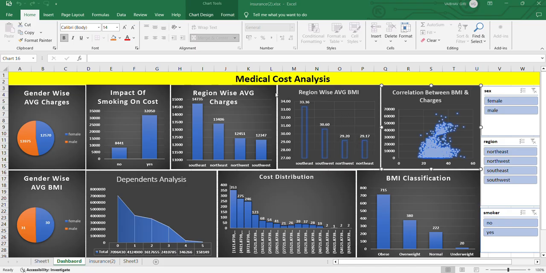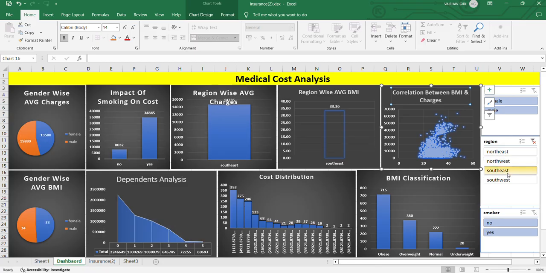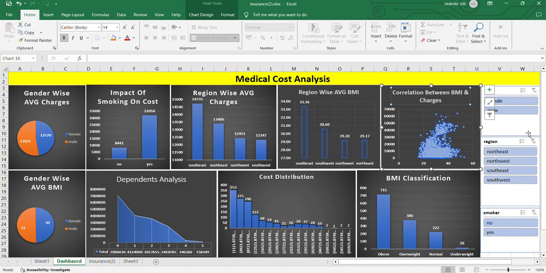Now we have the interaction between smoking and region on medical costs. As we know, those who smoke have more cost, and non-smokers have lesser cost. But we identified this by using region. We applied a slicer here for the region. As per the northeast, it will change; as per the northwest, it will change; as well as the southeast and the southwest. So this is how we apply the slicer to see the impact of smoking on the cost.